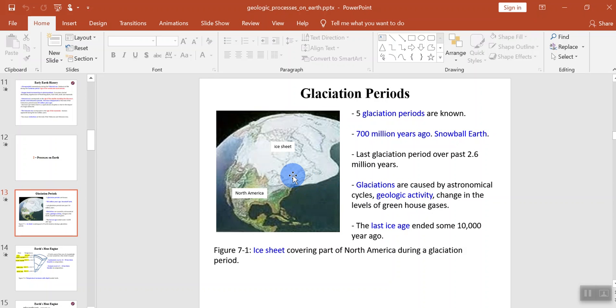And as we will see, weathering absorbs carbon dioxide. So when carbon dioxide goes down, it's a glaciation period. The last ice age ended some 10,000 years ago.